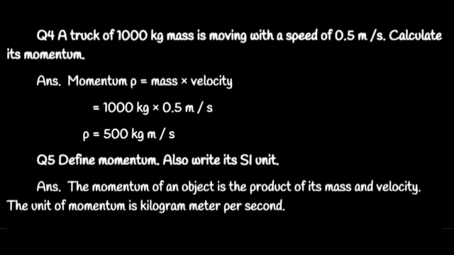Question number 5. Define momentum. Also write its SI unit. Momentum is the product of mass and velocity of the object. Its SI unit is kilogram meter per second.